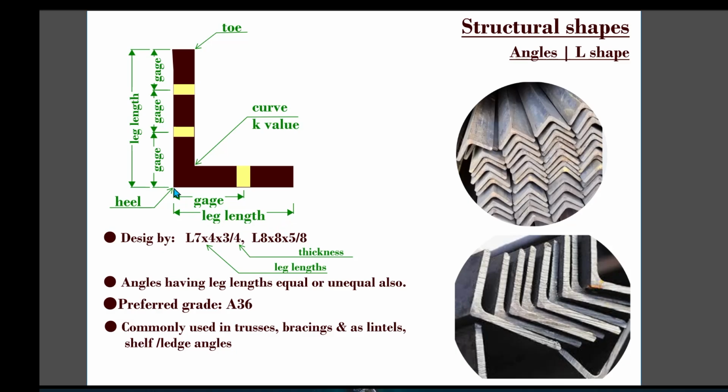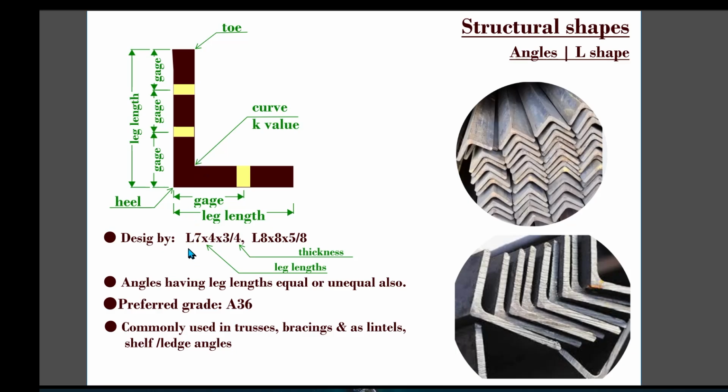From the back of the angle, here is a standard gauge dimension. I am representing this gauge dimension by the yellow points. These are all standard gauge dimensions. This is the toe of the angle, this is the heel of the angle, and this is the corner. Here the curved portion has the K value.